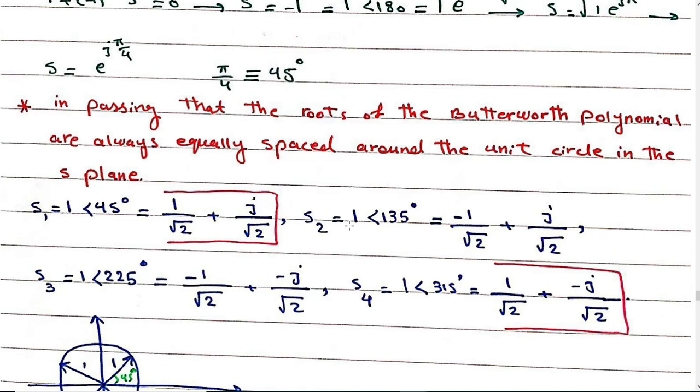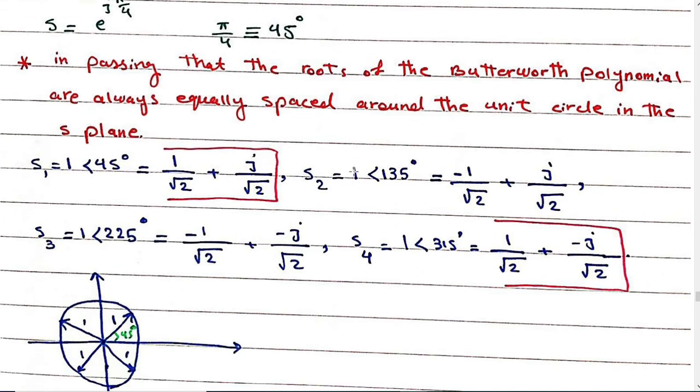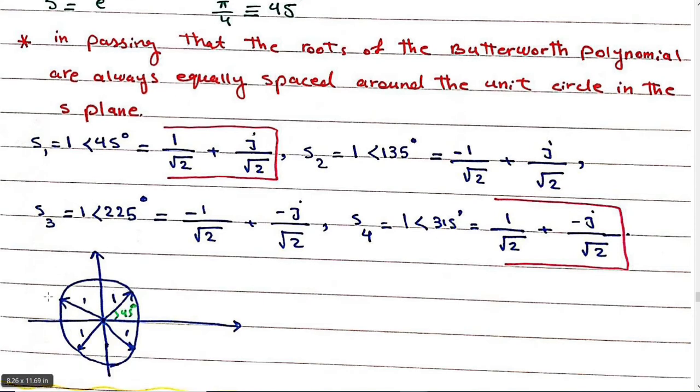Okay. So S2 again, the magnitude is 1, and 45 degrees plus 90 degrees will be 135 degrees. Again, this is the rectangular representation. 135 degrees plus 90 is 225 degrees. This is the polar representation, rectangular representation, and again plus 90 we have 315 degrees. So you have 1, 2, 3, 4 roots: S1, S2, S3, S4.